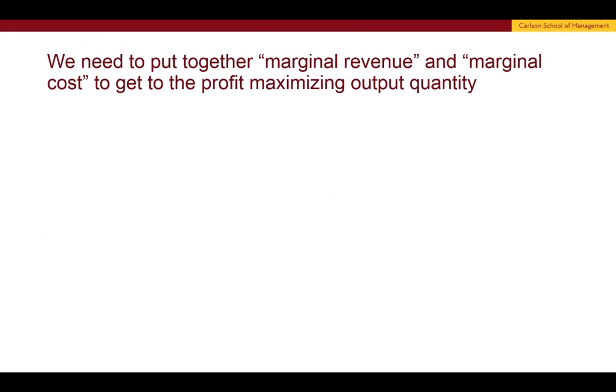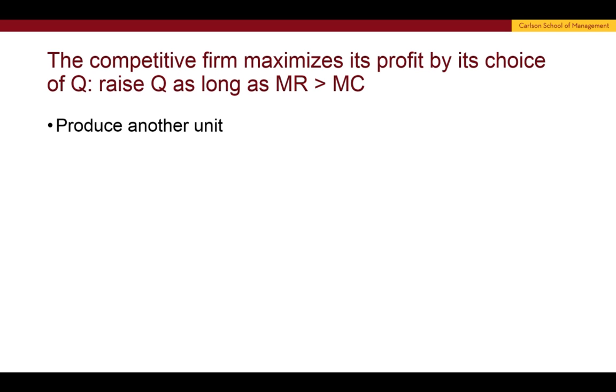So as I say, we need to put together marginal revenue, which we developed a few modules ago, with marginal cost that we saw in the last module to get the profit-maximizing quantity of output. The idea is kind of simple. A competitive firm maximizes its profits by its choice of quantity. And to do so, it wants to raise its quantity of output as long as marginal revenue exceeds marginal cost.